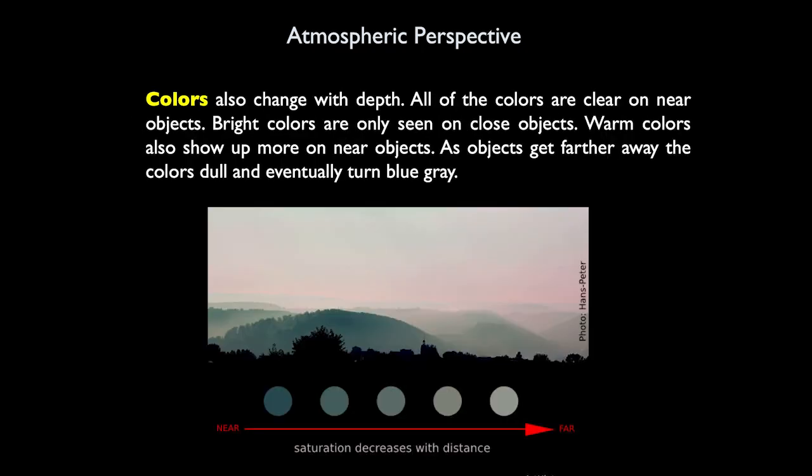So colors also change with depth. All of the colors are clear on near objects. Bright colors are only seen on those close objects, and warm colors also show up more on near objects. As objects get farther away, the colors dull and eventually turn a blue-gray. Partially because of this, warm colors appear to be closer than cool colors.